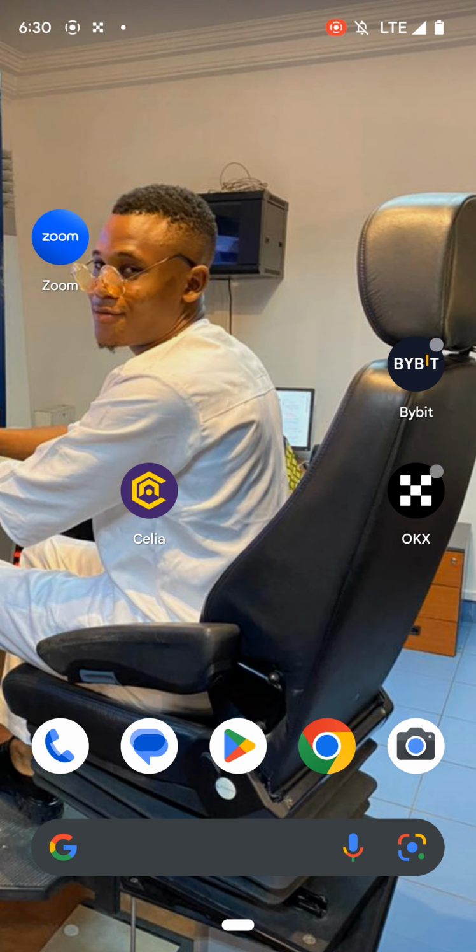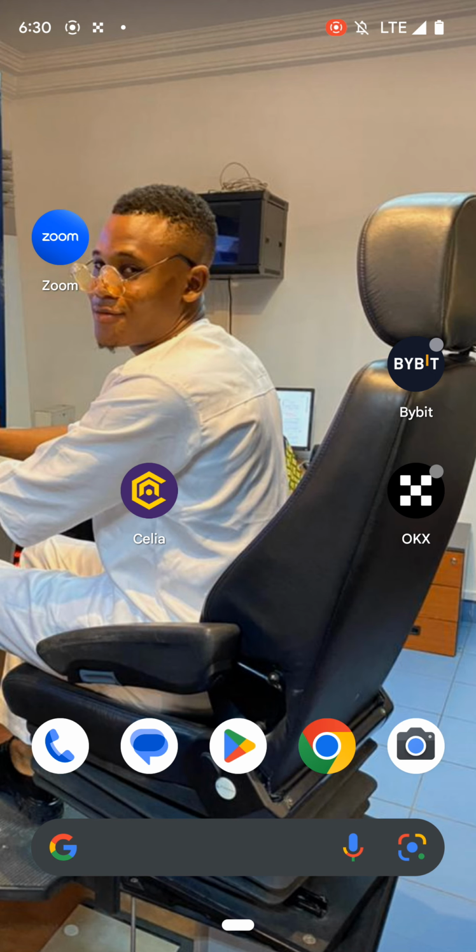So if you don't have an account, just go to the comment section and use the link below to sign up on Bybit. Once you sign up, make sure you download the app, log in, and then get yourself verified. You verify yourself using an original document. It can be your ID card, a passport, or a valid driving license.